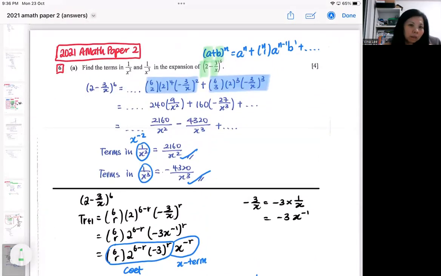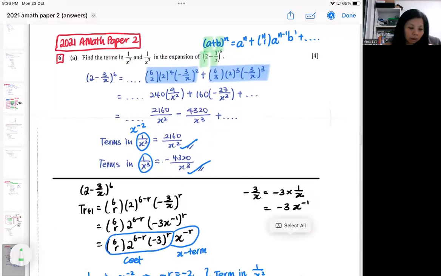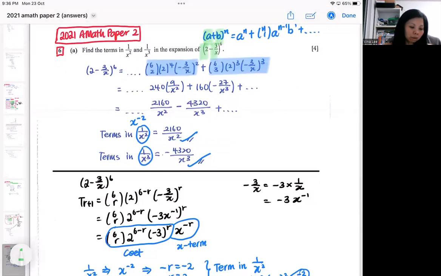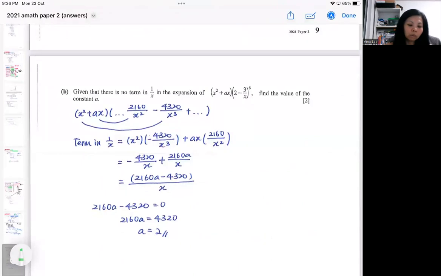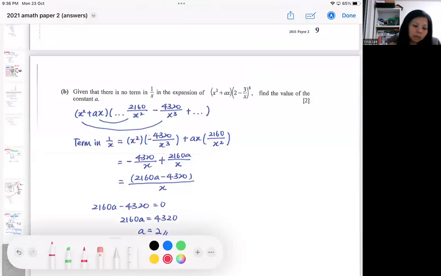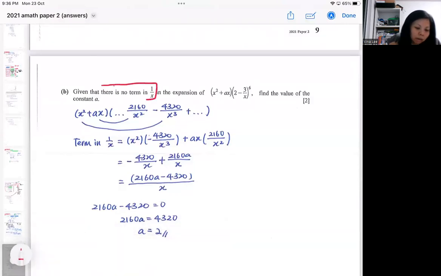There is a reason why you are asked for these terms, because in the second part you are supposed to find the value of A. They are telling you that there is no term in 1 over x. This piece of information, you can interpret as the coefficient of 1 over x being 0. You will not be able to find the term that is 1 over x, so that is as good as the coefficient being 0. So we are interested in this coefficient in this expansion.